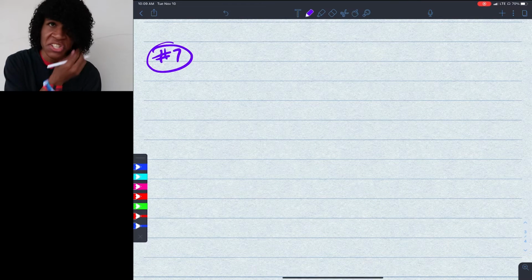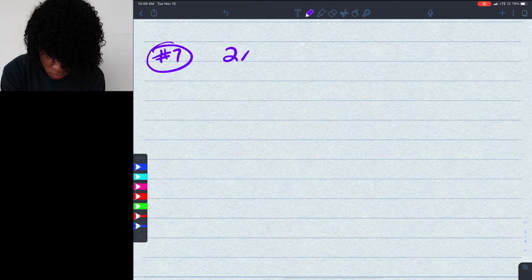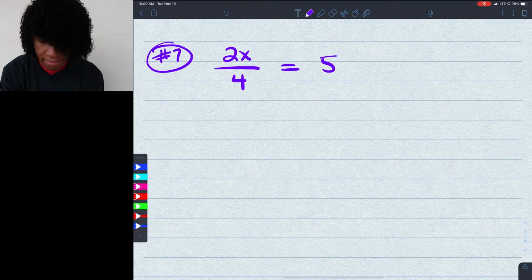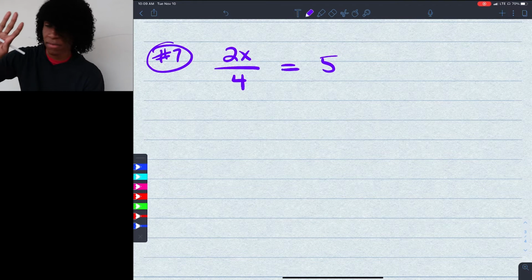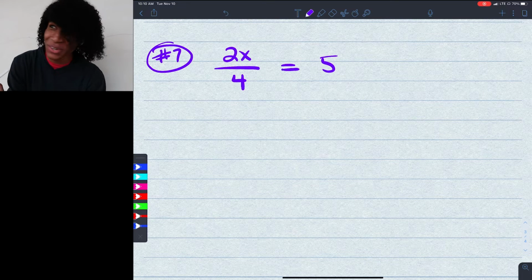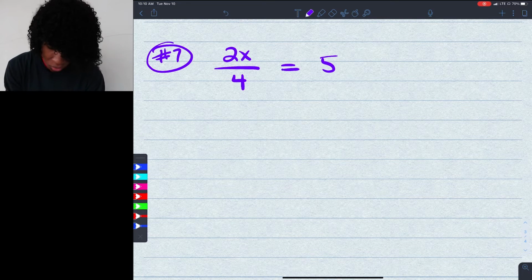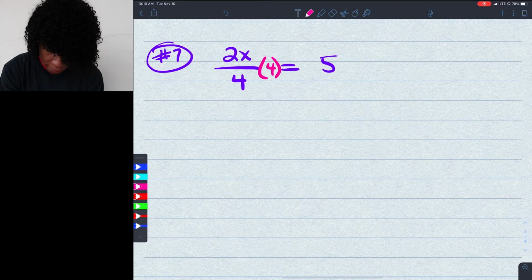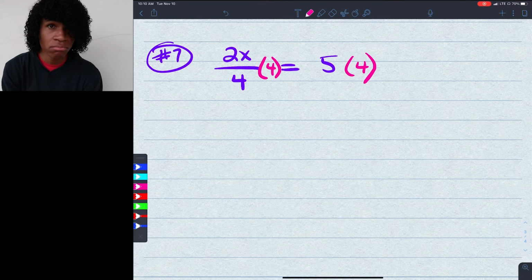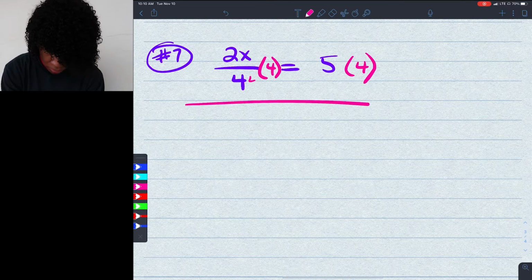Okay? Now, let's try something a step harder. And when I say harder, it's not really harder. It just adds in another step. Let's say 2x divided by 4 equals 5. Same rules. We've got to get x alone. Whatever we do to one side, we've got to do to the other. So, let's get that division out of there first. Let's multiply this side by 4 and multiply this side by 4, and put our bar.